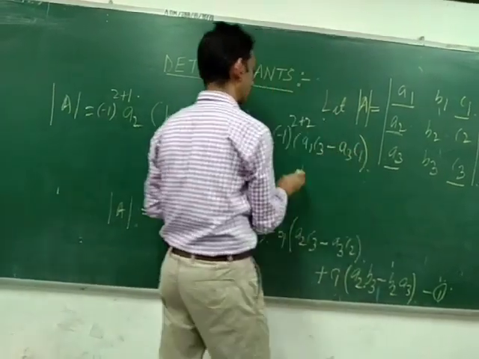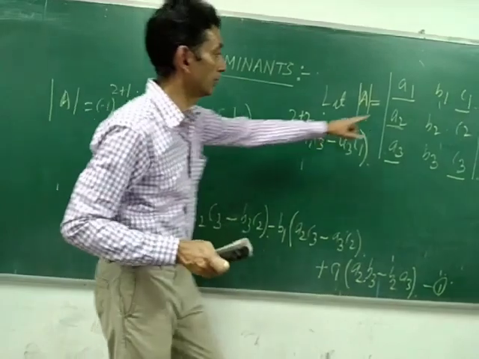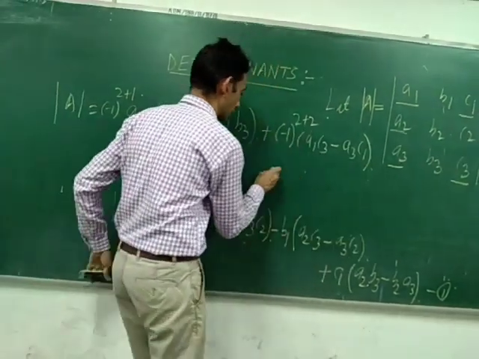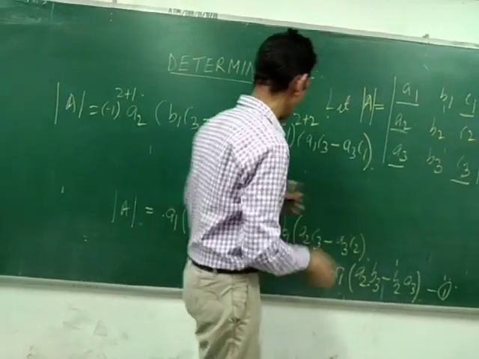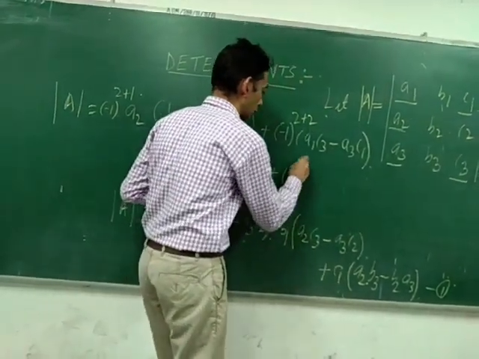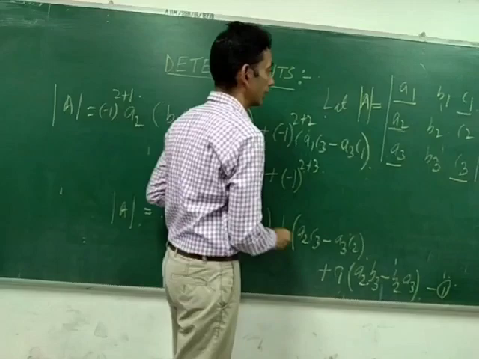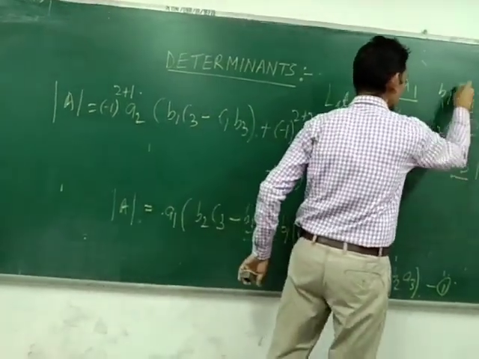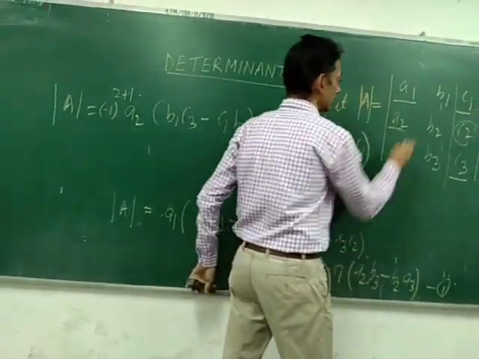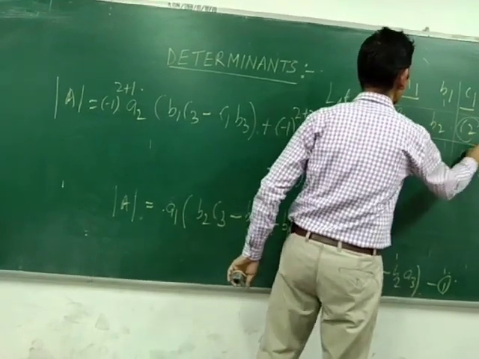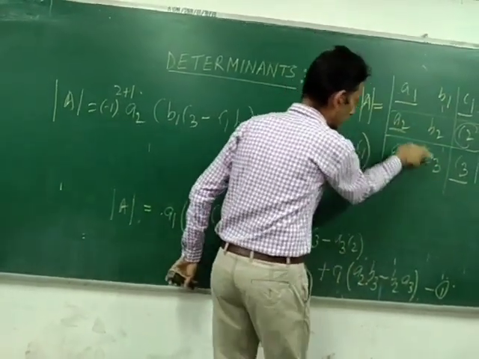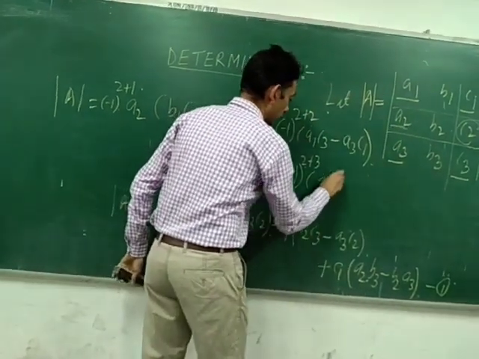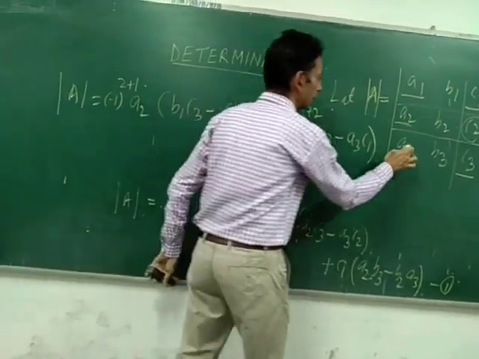Then the last element is C2. Now what is the position of C2? C2 position is 2, 3. So it will be minus 1 to the power 2 plus 3. And if you consider this element, you need to ignore this column, you need to ignore this row. What will be left out? A1, B1, A3, B3. So you will have to multiply A1, B3 minus A3, B1.